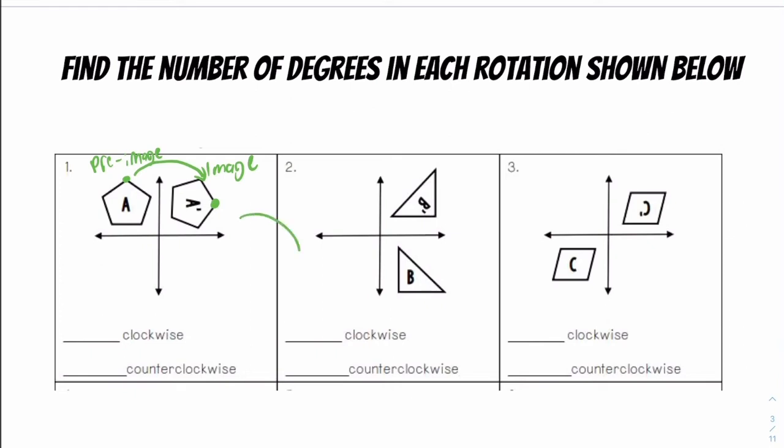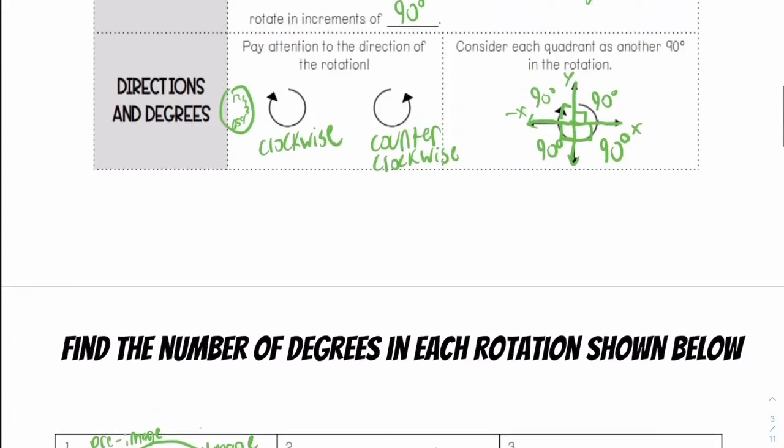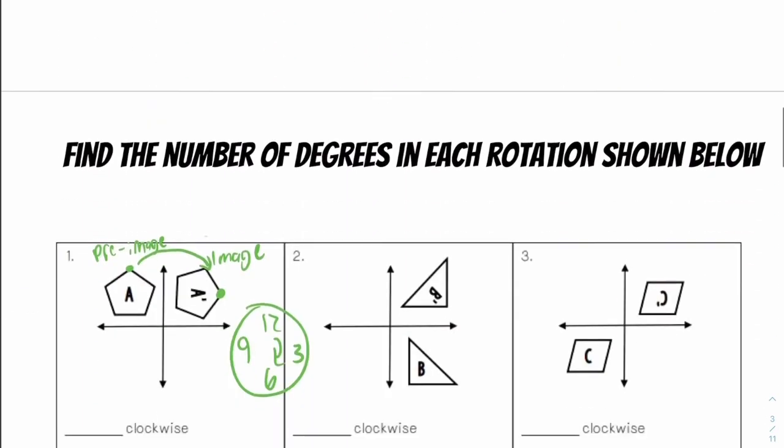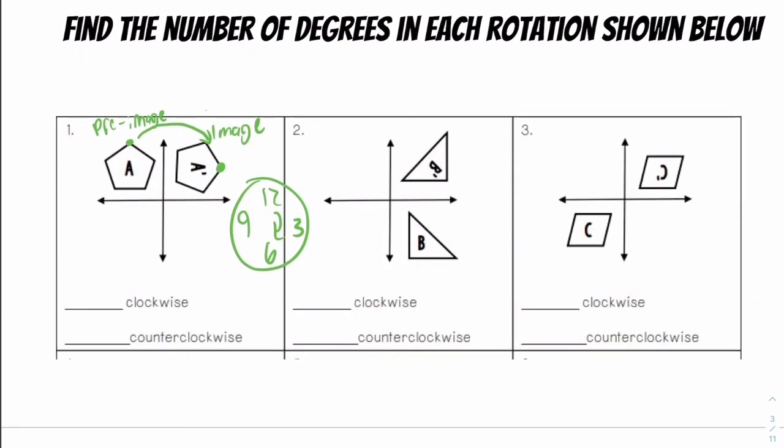And if we draw a circle, that is the same direction that a clock hand would go. So clockwise. That turn would have been 1 quadrant over, and our notes say each quadrant is 90 degrees. So since it just moved 1 quadrant clockwise, it moved 90 degrees clockwise.